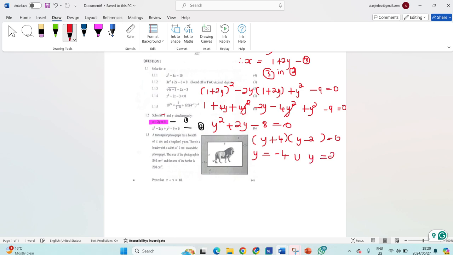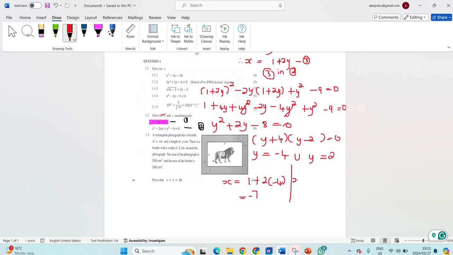Now to get the corresponding value of x for each of these, there's an equation of x which is already in a simplified form, which says that x is 1 plus 2y. So if I want x here, when the value of y is negative 4, I can say x is equal to 1 plus 2 times negative 4. And I'm going to get 1 minus 8, which is equal to negative 7. This means that when x is negative 7, the value of y is negative 4.